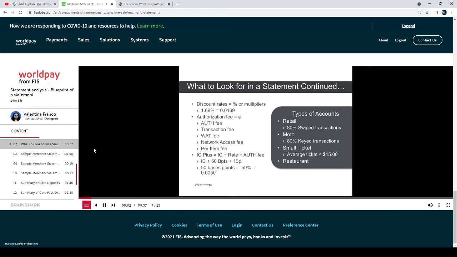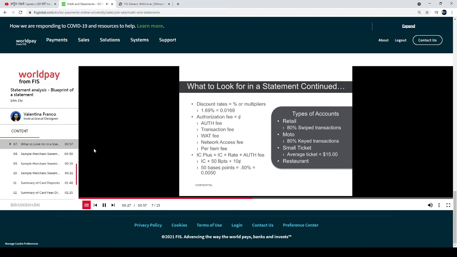We now know what to look for in a statement, but all the numbers can be overwhelming at times. Let's briefly review how each of these values are charged. Discount rates are seen as either percentages, such as a 1.69%, or a multiplier at 0.0169.